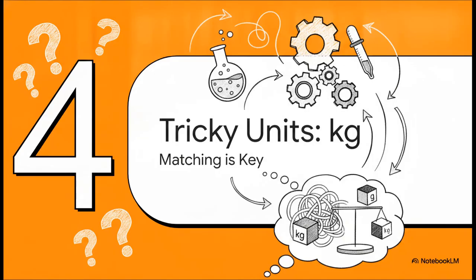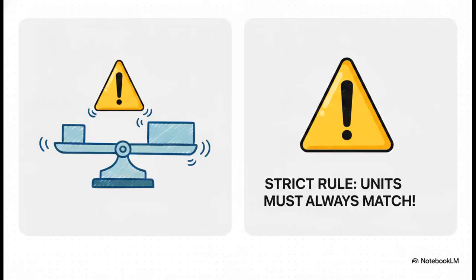All right, let's look at section 4. Tricky units, kilograms, matching is key. Let's see what happens when examiners try to trick us. Listen closely because this is where a lot of students lose marks, but you won't. Our magic formula, N equals W upon M, has a very strict rule. The unit of molar mass is always grams per mole.